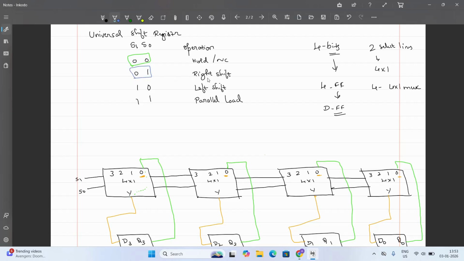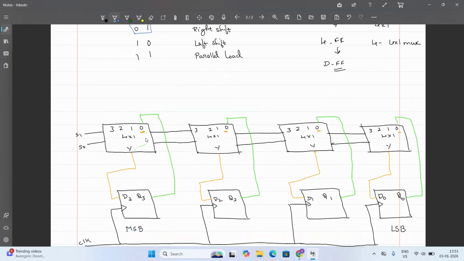What is the operation supposed to do when the select line is 0, 1? Right shift. So right shift means your data enters this side and you're shifting it towards the right. Your data is entering the MSB and that data will be shifted towards the right, correct? So now this is your MSB. So you have to enter the data to the first flip-flop and then shift it to the next flip-flop. Since the select bit is 0, 1, this one will be selected.